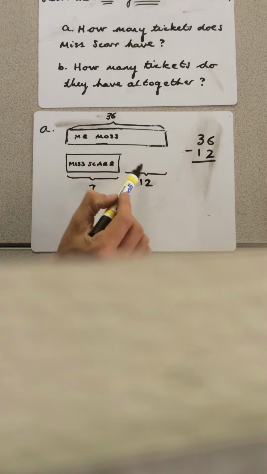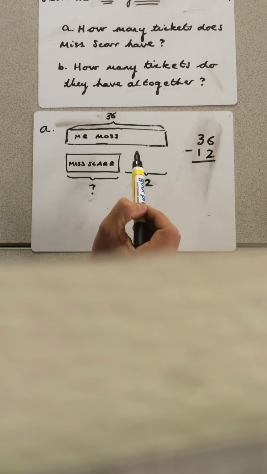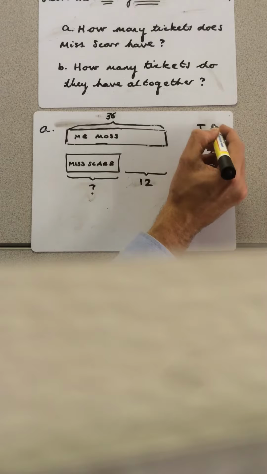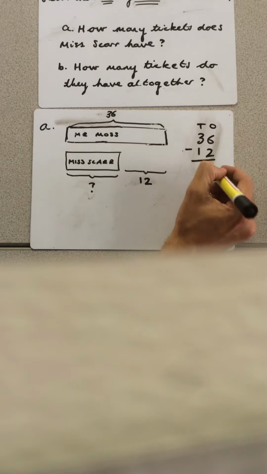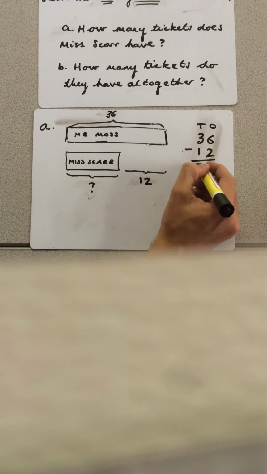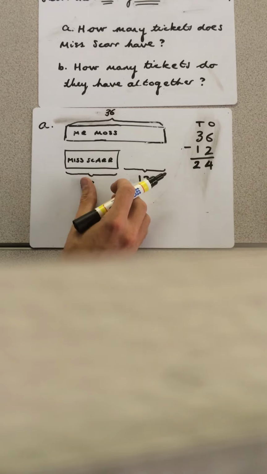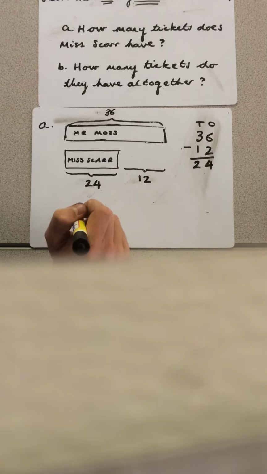Now, if you can do that mentally, that's fantastic. That's excellent if you can do that mentally. If not, don't worry, you can revert back to your column subtraction. So we have our 10s and our 1s. I'm going to take away 2 from 6, leaves me with 4, and I'm going to take my 1 from the 3, leaving me with 2. 2 10s. So now I've got 24. So now I know that Miss Scar, she's got 24 tickets.